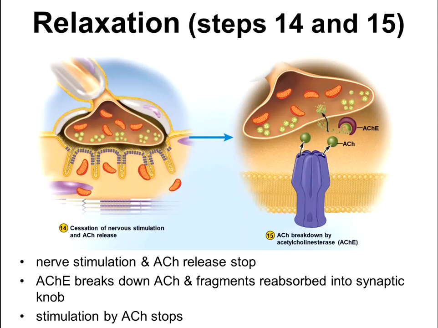Then we need to relax, right? After the contraction is performed, we need our muscles to relax. So the nerve stimulation and the acetylcholine release needs to stop. We are no longer being told that we need that muscle to contract. We now have the acetylcholinesterase coming in, breaking down the excess acetylcholine, and the fragments are reabsorbed into the synaptic cleft, right? We have to get rid of the extra ACh because we no longer need it, because we are no longer contracting. We are now relaxing.